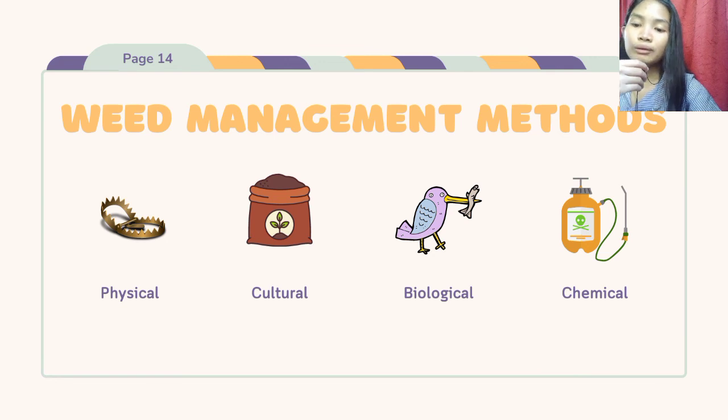Then we also have biological weed management, also known as biocontrol. It is the action of one or more natural enemies of weed species, which may include diseases, insects, or other organisms. Last is chemical weed management, which uses herbicides. In using chemicals, we have to take note of safety precautions such as reading labels and carefully selecting the proper chemicals to be used.